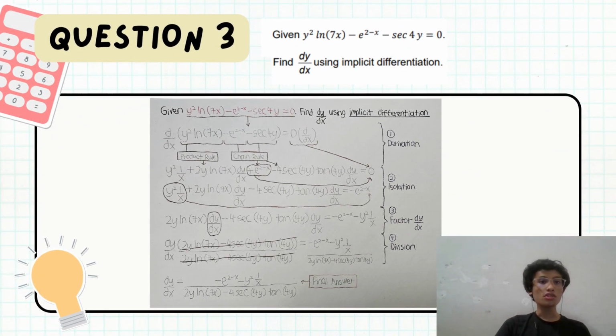For the next question, question number 3, we will take a look at an example question that requires implicit differentiation to solve. Given y squared plus 7x minus e to the power of 2 minus x minus 4y equals 0, find dy over dx using implicit differentiation. If we take a look at this equation, it is a bit complex to solve using isolation directly. That is where implicit differentiation comes in.